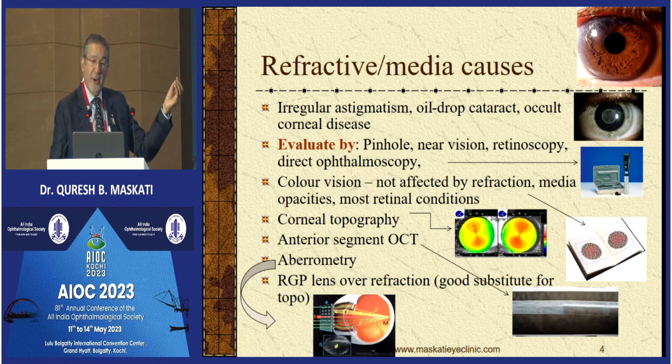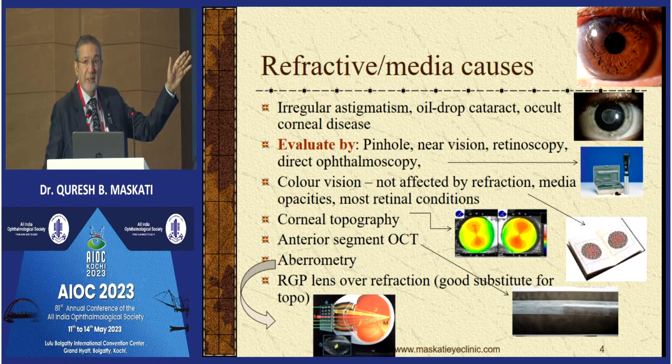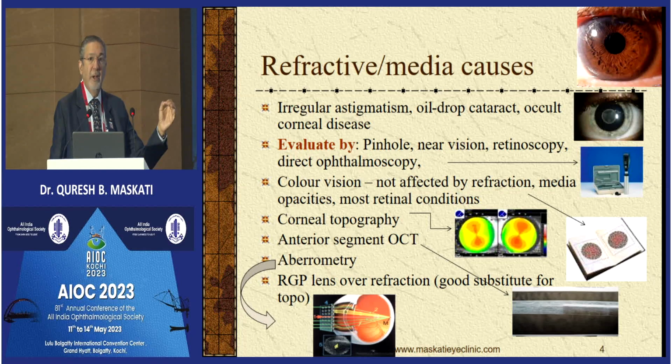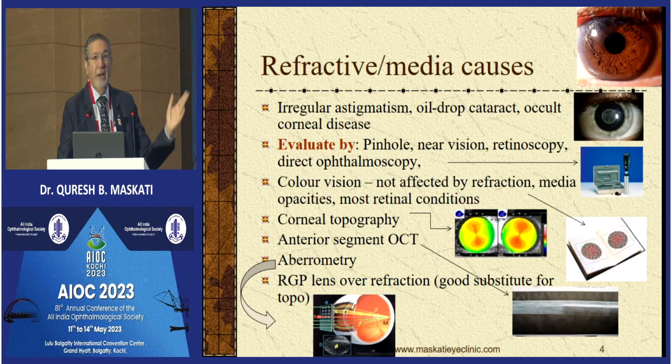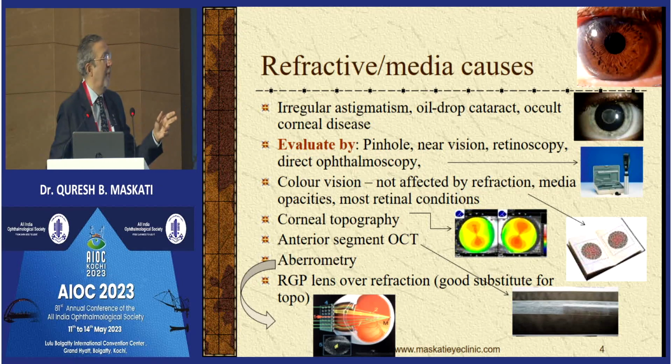Easiest thing to evaluate is by pinhole. If there is irregular astigmatism and the patient is 6/60, but you put a pinhole there and he sees 6/9, then you know that there is something in the cornea or in the media which is causing this, because the pinhole eliminates the astigmatism. Look at near vision. So if the distant vision is bad, is the near vision good? Is there a mismatch between the two?